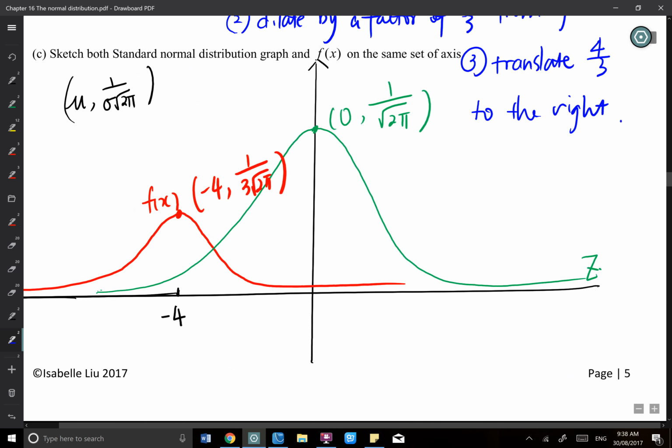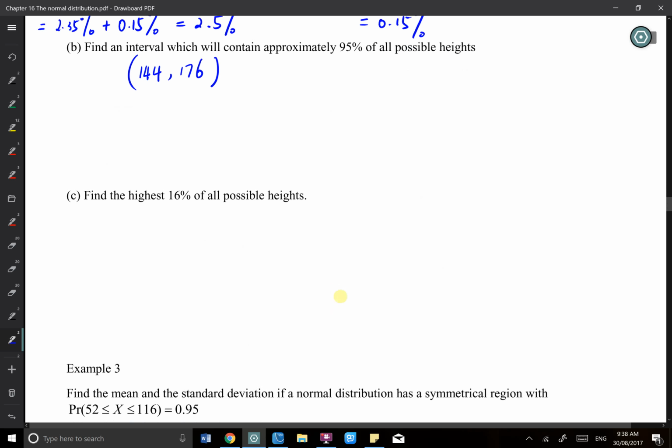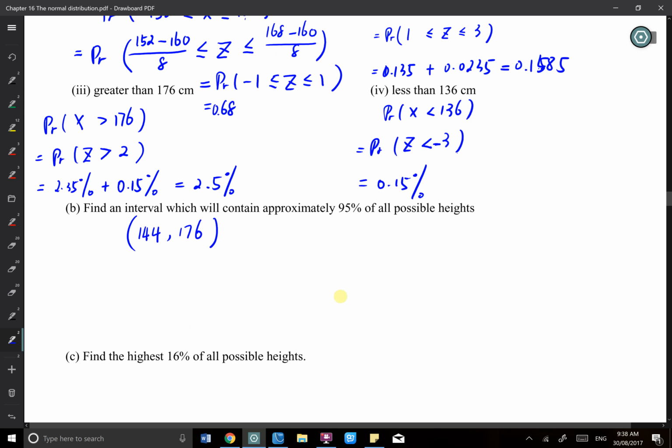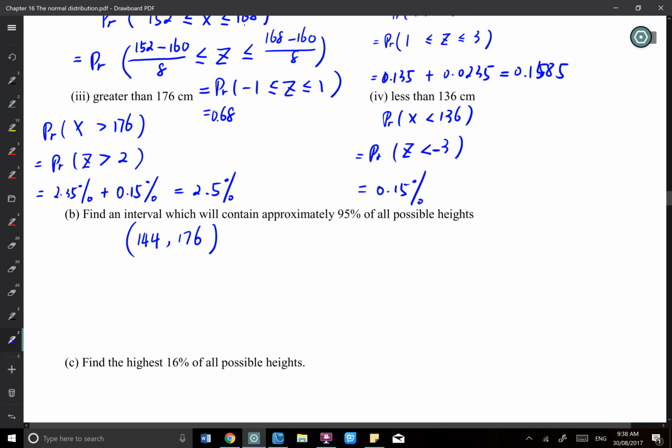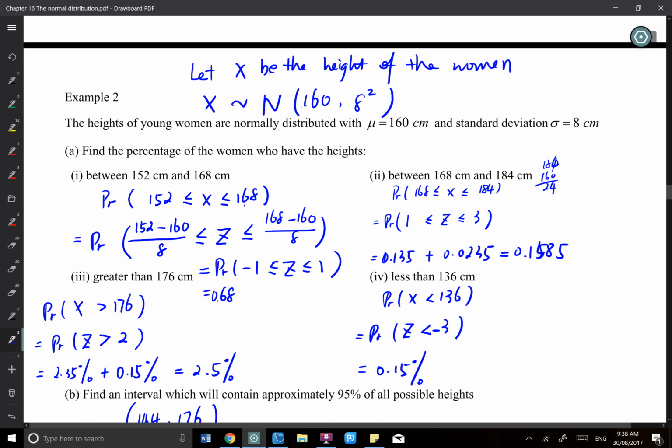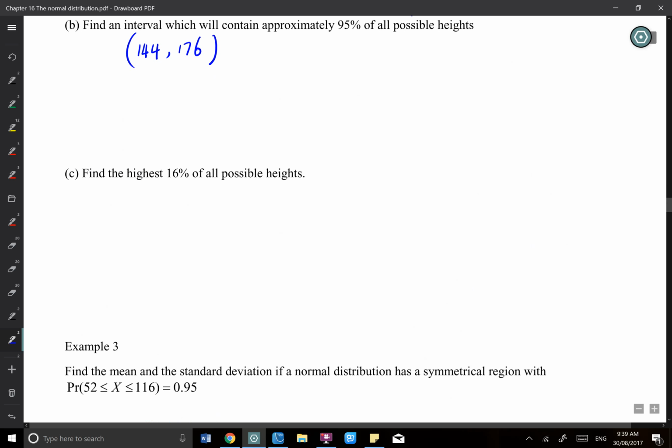So let's come back to this exercise C here. So top 16% is one standard deviation and onwards. So what is one standard deviation? Mu is 160 and the standard deviation is 8. So the distance of one standard deviation is 168 and to infinity. That is exactly 16%.